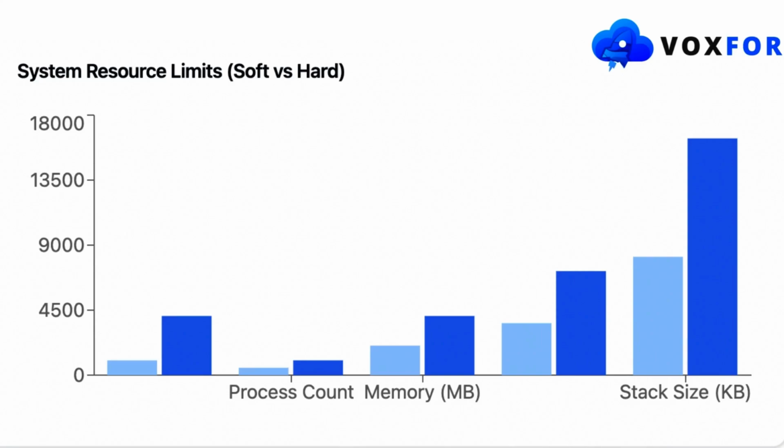Moving on to image 2, this chart illustrates system resource limits, differentiating between soft and hard limits for process count, memory, and stack size. The hard limits represented by taller bars act as the maximum thresholds, while the shorter soft limit controls typical usage. For example, the stack size shows the most significant difference, meaning processes can use additional memory when required. Using the ulimit command, you can adjust these limits to optimize system performance, prevent resource exhaustion, and ensure that critical applications like database and web servers run smoothly without hitting resource ceilings.